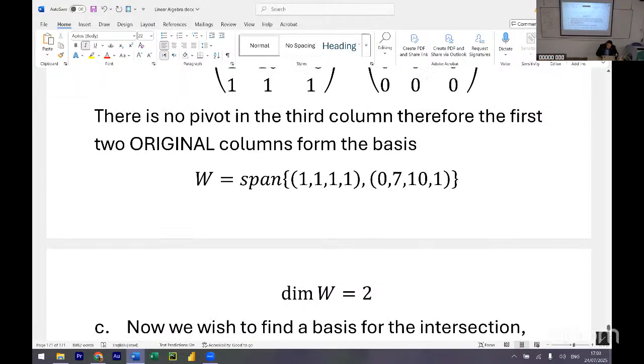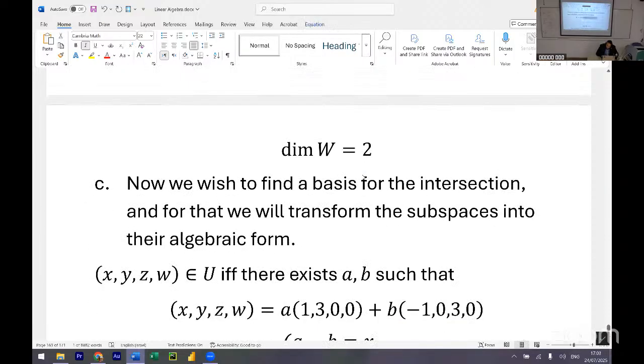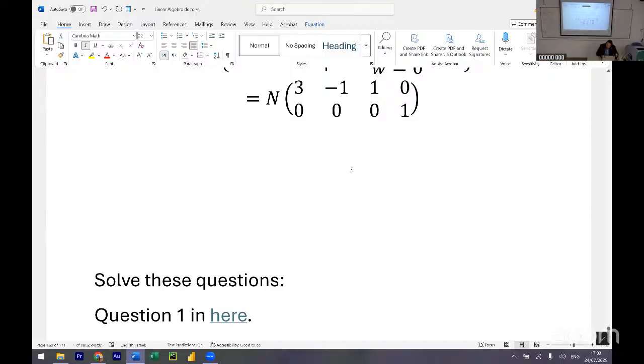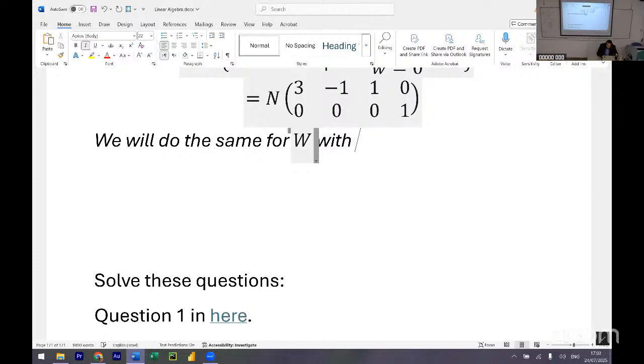And for W, I'll do it quickly, meaning without explanations, just the algebra. We will do the same for W without the extra steps.